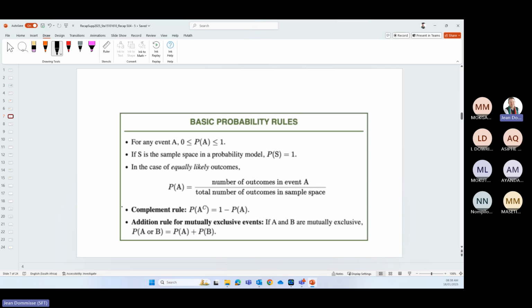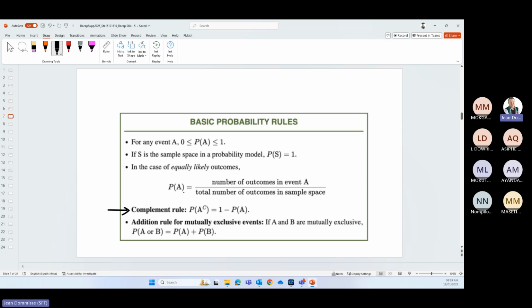What you sometimes also get is that they talk about the complement rule. So basically, if you have the probability of A and you want to get the complement, it's 1 minus the probability of A. So basically, you're looking for that piece that will make it 1.